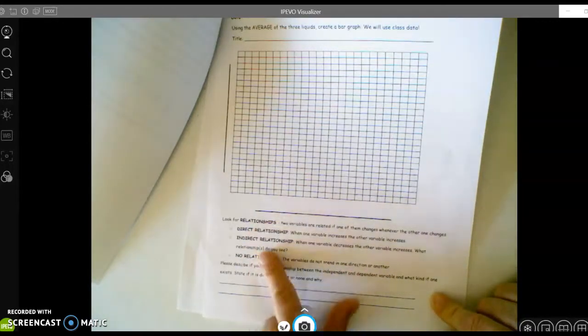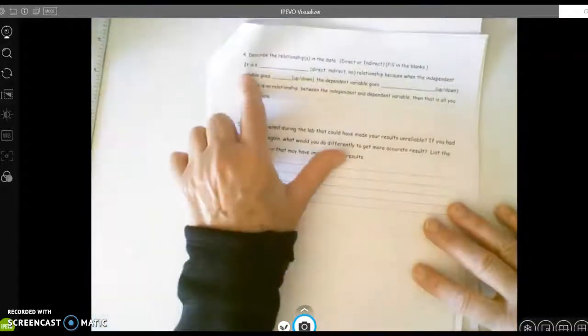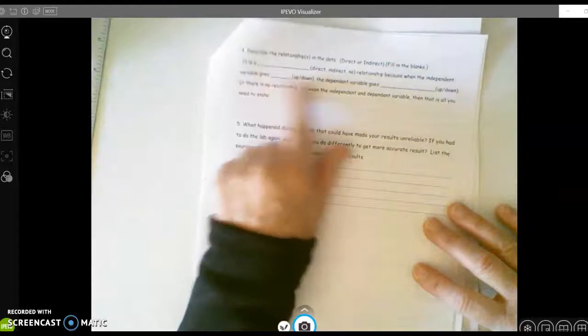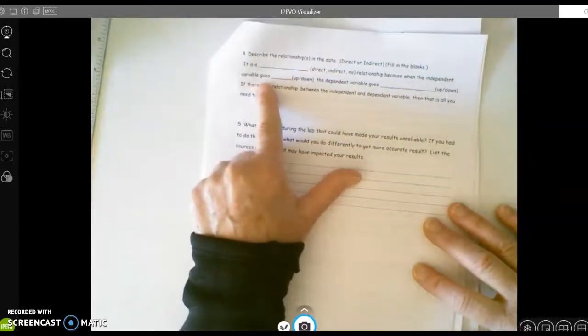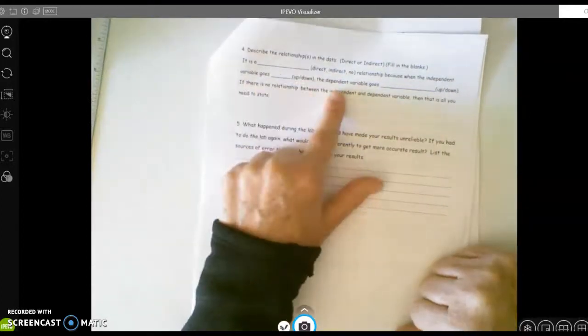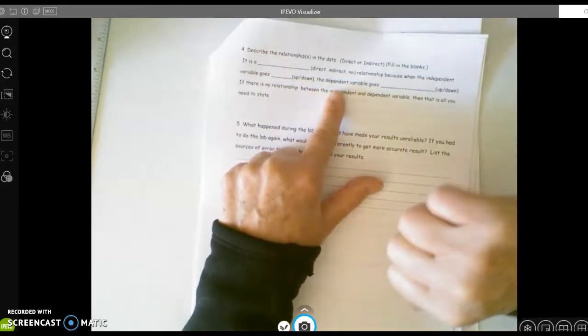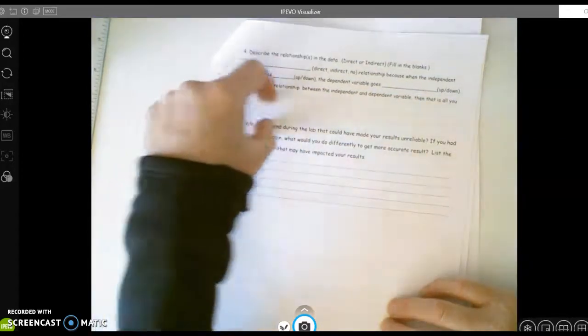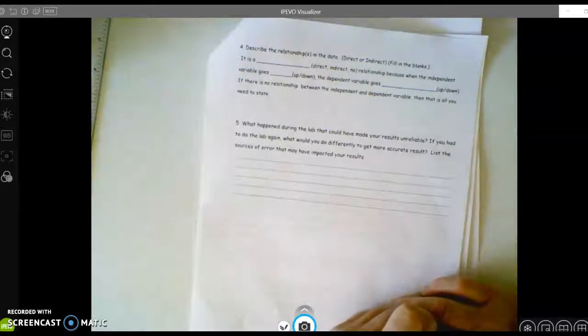So we did this in class. We should all know what the answer is here, which would be it's an indirect relationship. As the percent of soap went up, the number of drops went down. So you would say it is an indirect relationship because as the independent variable goes up, we found that the dependent variable went down. So you're going to write that out in a sentence here. I want that written out.